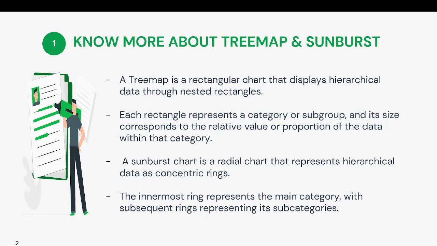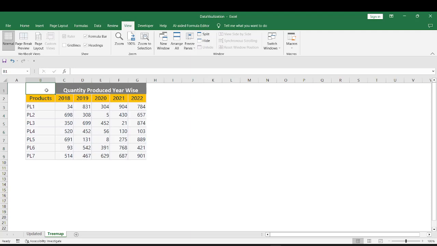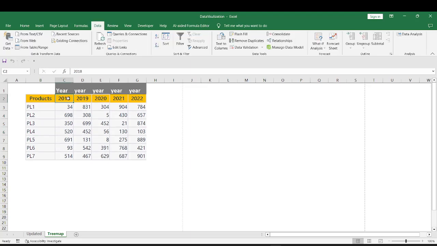Let's go to our Excel sheet to see how Treemap and Sunburst look like. I have a small table here with products and the quantity produced year wise for these 5 years, and these are the quantity in numbers. However, the data that we have in this table is not good enough for a tree map or a sunburst chart. For this data to be suitable for a tree map or a sunburst, we have to rearrange this data. Let me modify the table data as per the tree map and the sunburst requirement.